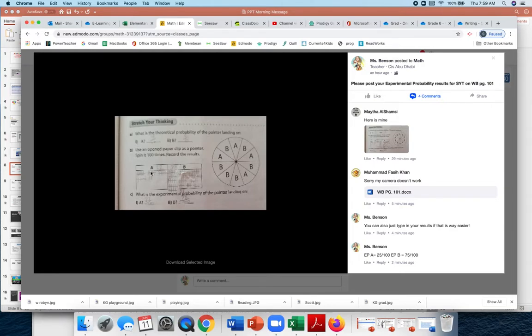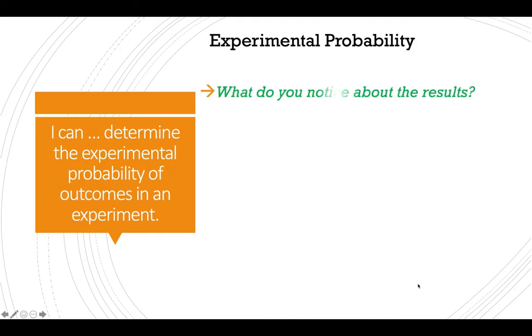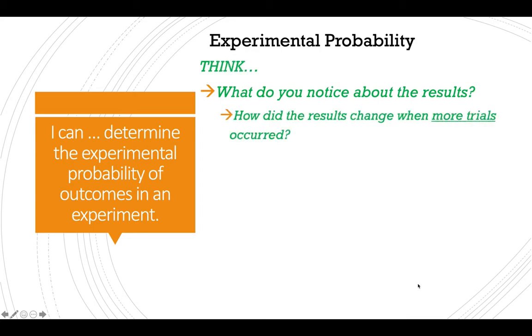Well, it's not quite what we noticed happening, but we did notice that there were way more B's, which makes sense, than A's, because that's what our theoretical probability told us. Okay, so what do you notice about the results? How did the results change the more trials that occurred?